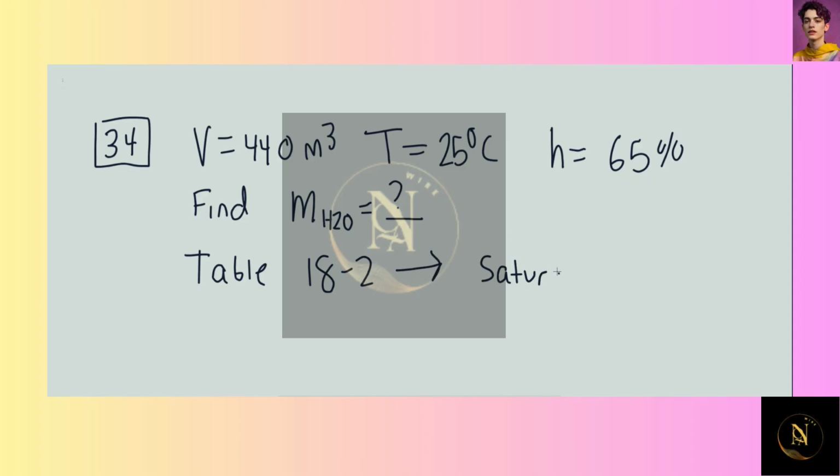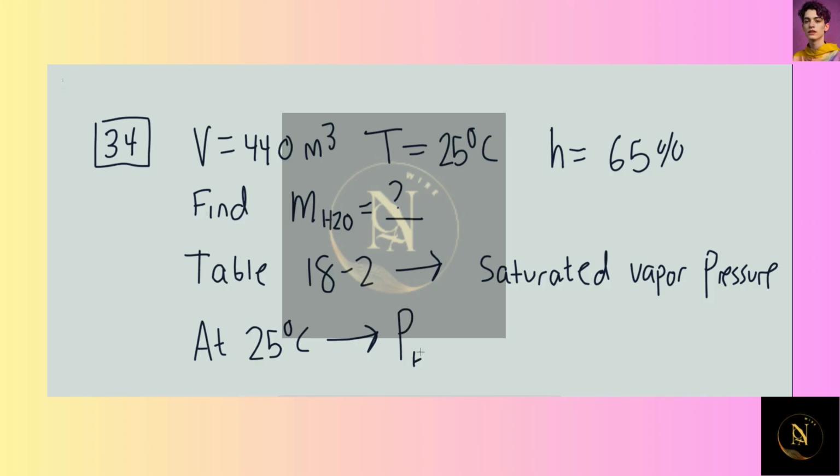Saturated water pressure. And once we have this pressure, we can use the ideal gas law to find the number of moles and ultimately the mass. So it's really this table that's important. Consulting the table, there is an entry for 25 degrees Celsius, so we don't have to do an interpolation of any kind, which is kind of nice.